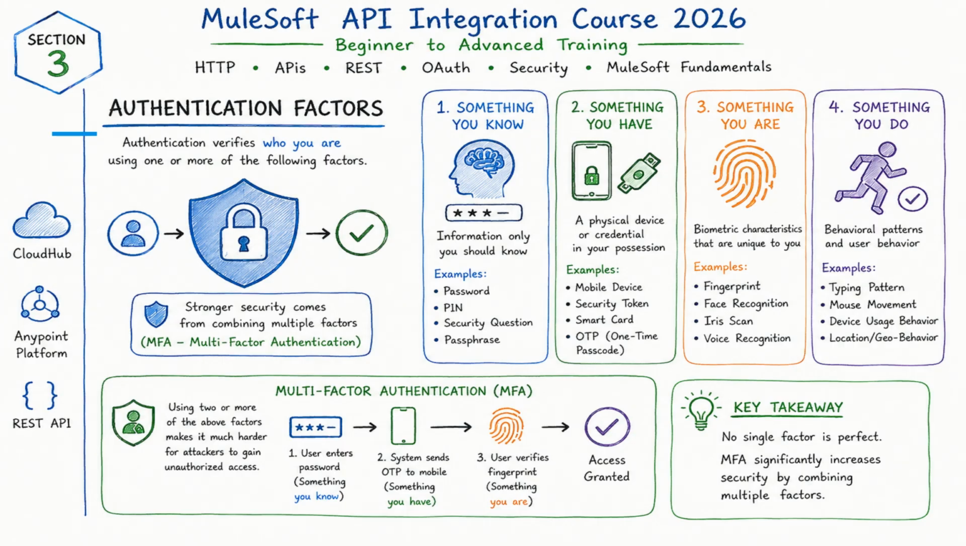This slide introduces the 4 authentication factors used to verify identity. Authentication confirms who you are before access is granted. The center shield symbolizes secure identity verification. The 4 panels represent something you know, such as a password or PIN, something you have, such as a phone or security token, something you are, such as a fingerprint or facial recognition, and something you do, including behavioral patterns. The bottom diagram illustrates multi-factor authentication, where 2 or more factors are combined to provide stronger security and better protect APIs, applications, and enterprise systems from unauthorized access.